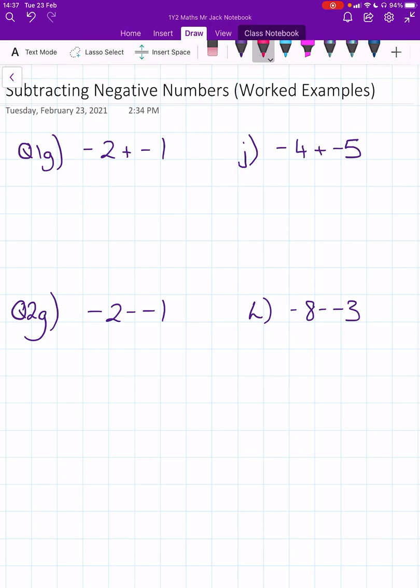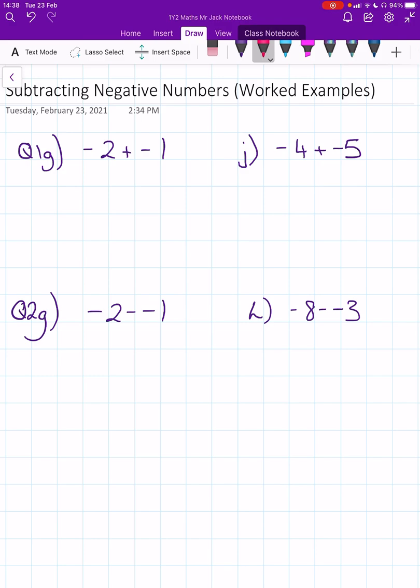You also need to use the solutions. But as I've said time and time again with negative numbers, they are really, really important and they do come up all the way through maths in lots of different topics. So it's well worth spending the time to get to grips with them. Anyway, let's have a look at this first example.